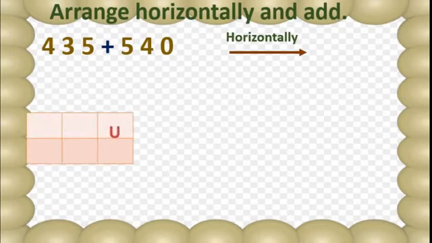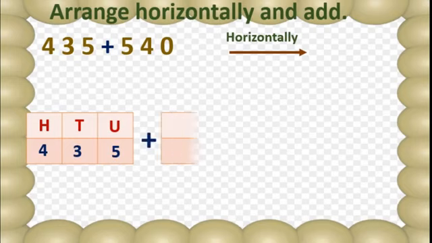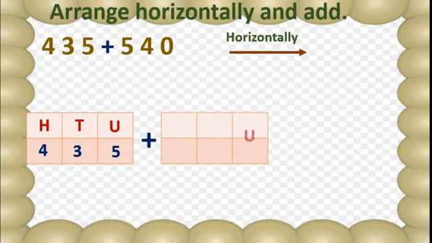See, there is one table, units, tens and hundreds. 435. The first number I have written like this because it will become easy to understand. Okay, now plus in between and one more table. Again we will write here units, tens and hundreds. Now I will write 540. Okay, now students, in this position we have to add them.